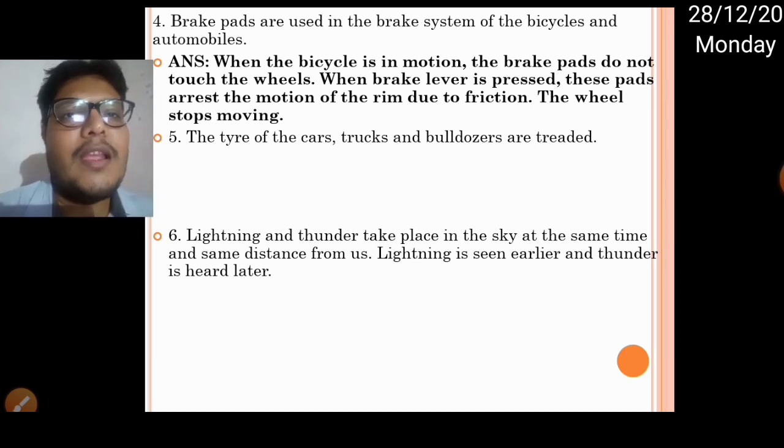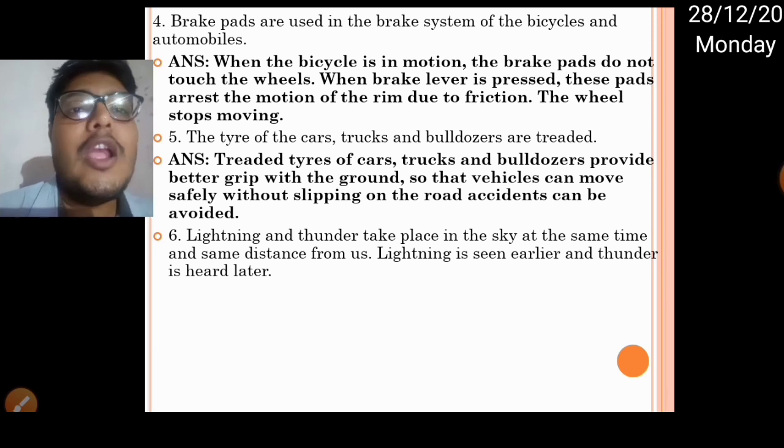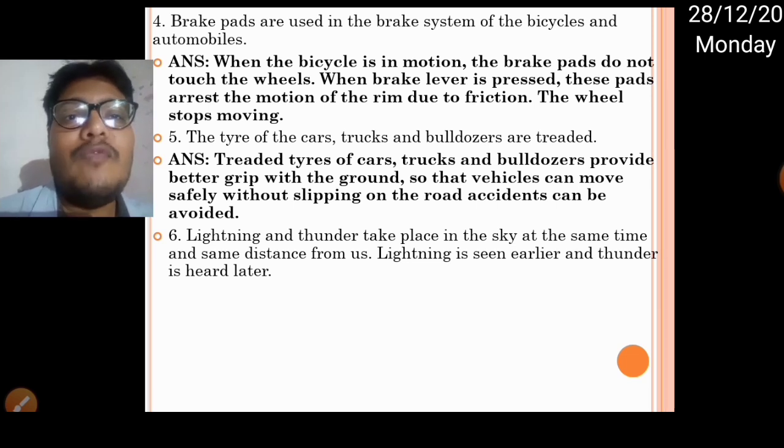See number 5. The tires of cars, trucks and bulldozers are threaded. Now you have seen tires, no? Okay, so in tires there are many spikes and many pits. That is this threaded, right? Now see here the answer, why they are doing so. The threaded tires of cars, trucks, bulldozers provide better grip with the road or with the ground, we can say. So the vehicles can move very safely without slipping on the road. An accident can be avoided, right?